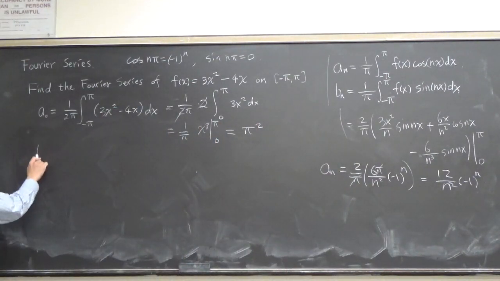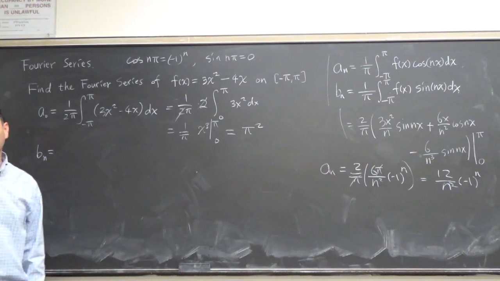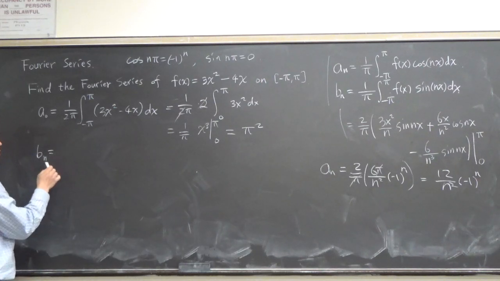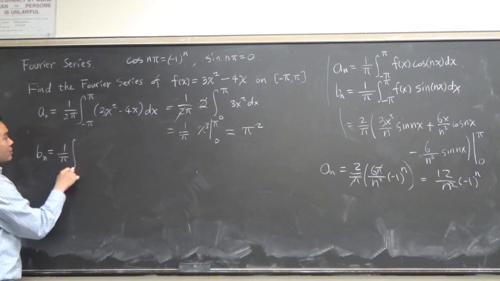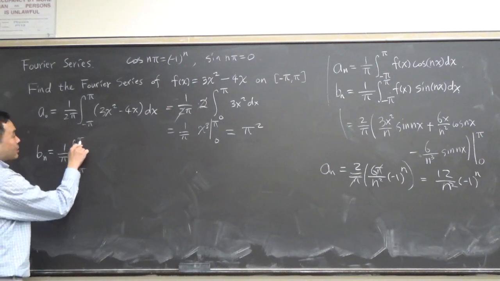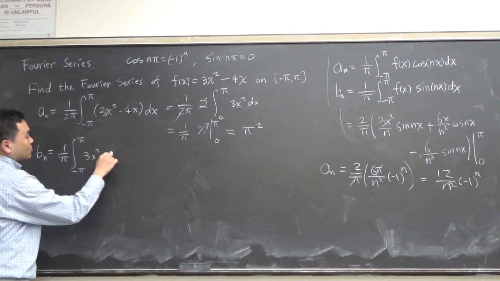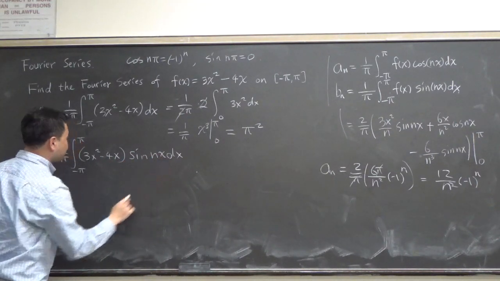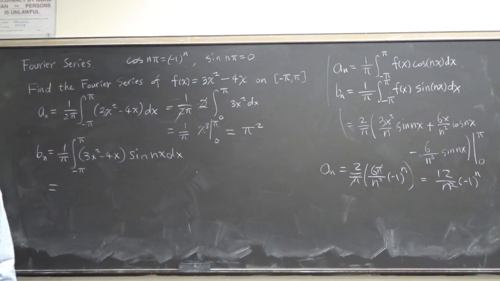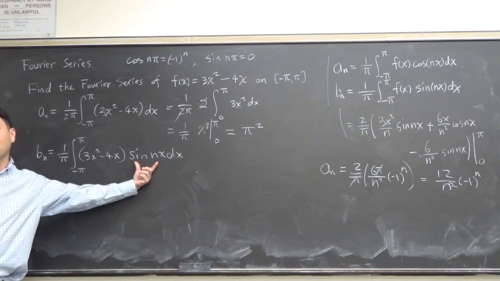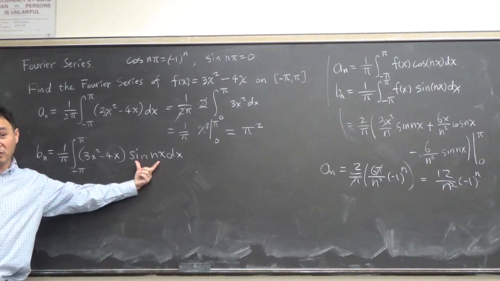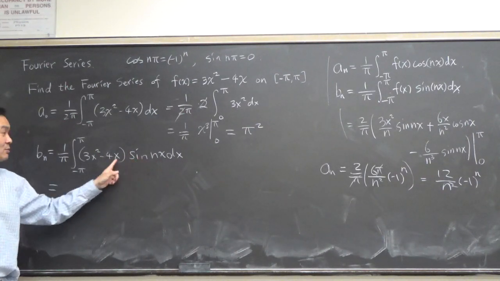Now let's do bn. It's pretty much the same thing, boring stuff, but I just want to give you a complete example, so bear with me. There's one more calculation here. It's 1 over pi, integral from negative pi to pi, of 3x squared minus 4x times sine nx dx. Again, using the even and odd thing. Even function times odd function gives you odd, so 0. Odd function times odd gives you even function. So this is the one that is even.